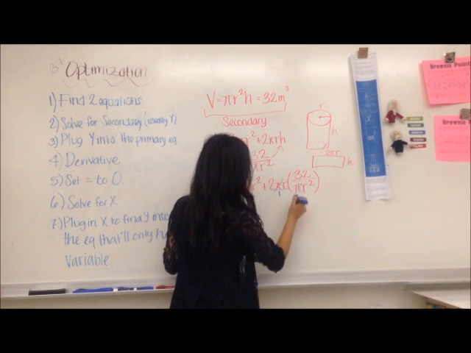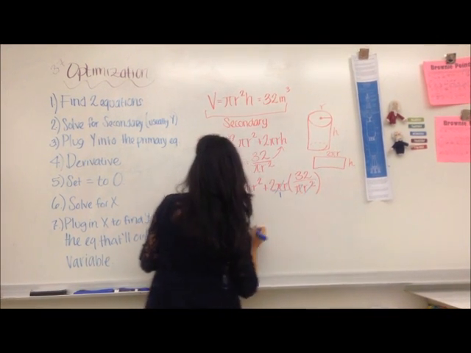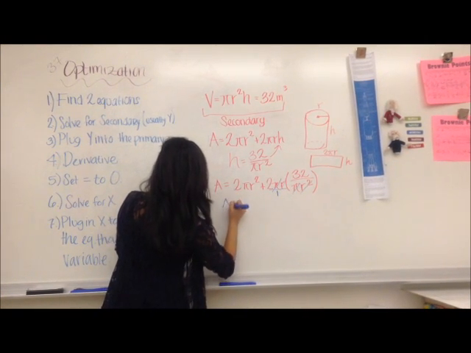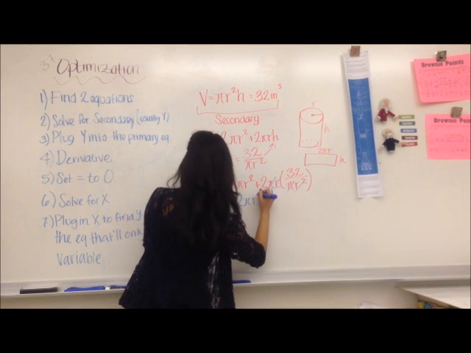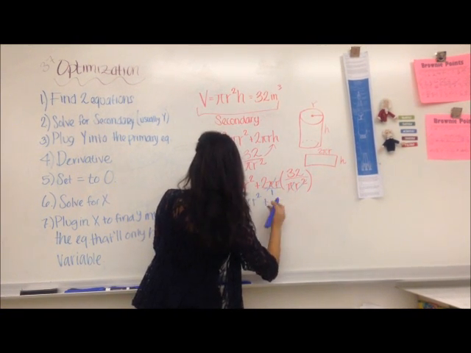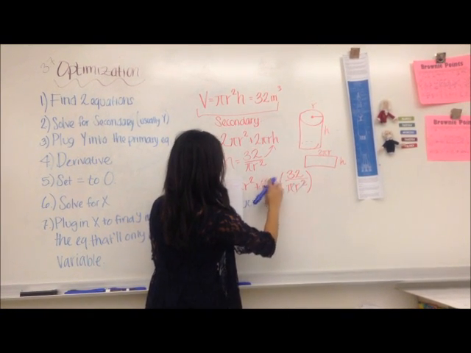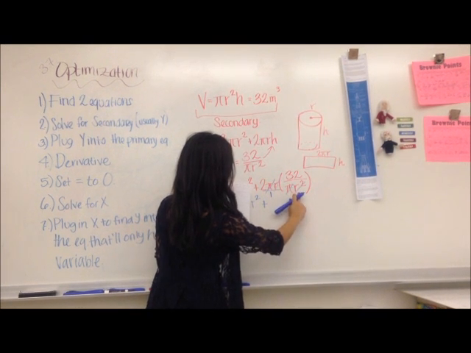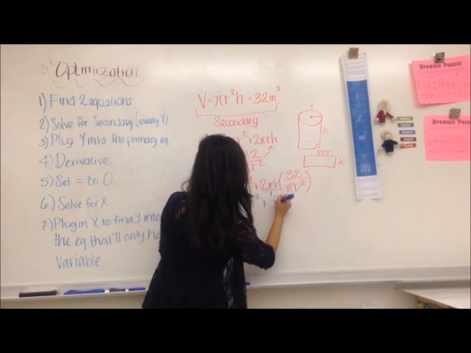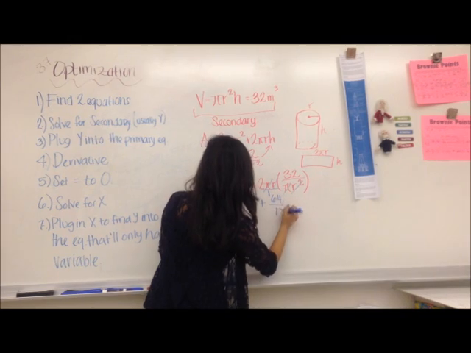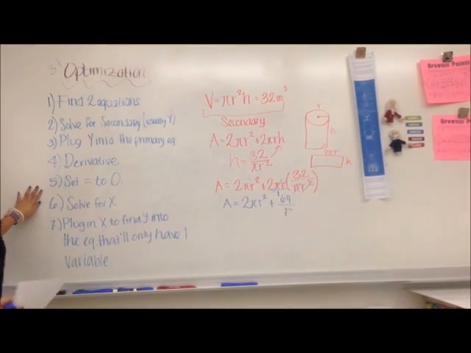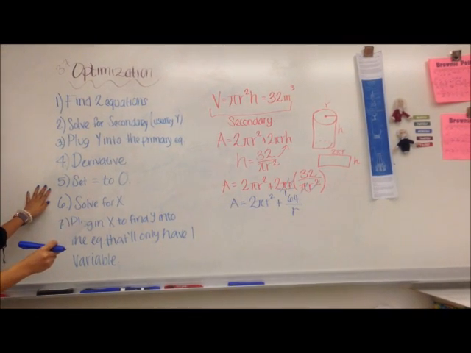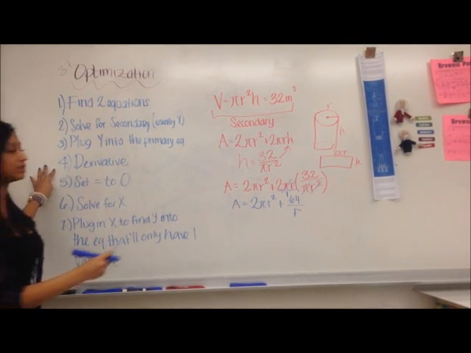We could cross off the pi and the r, and that would give us A equals 2 pi r squared plus, you multiply the 32 and the 2, and these cross off, so there's an r left in your denominator, and you have 64 over r. And now we set it equal to 0. Or I'm sorry, we take the derivative first.